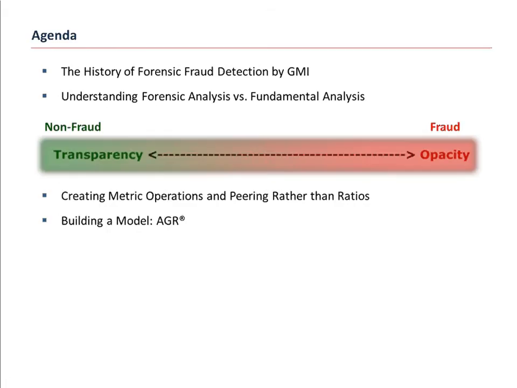I'll discuss the history of fraud detection by GMI and the motivation behind creating a model to predict it. In that discussion, I'll include a concise definition of the differences between forensic and fundamental analysis, how a model to detect fraud must make use of metric operations and peering rather than ratios, and finally, the details on how we built the Accounting and Governance Risk Model, or AGR.